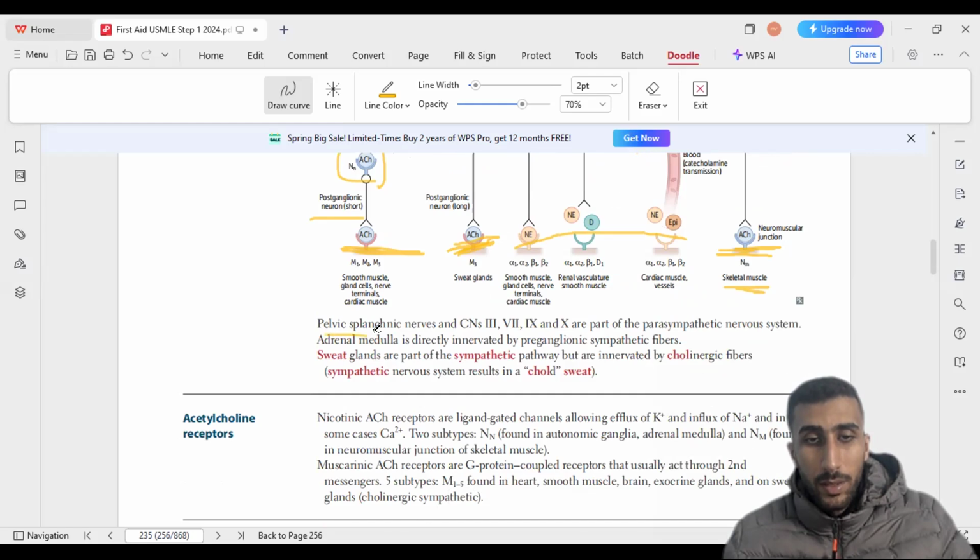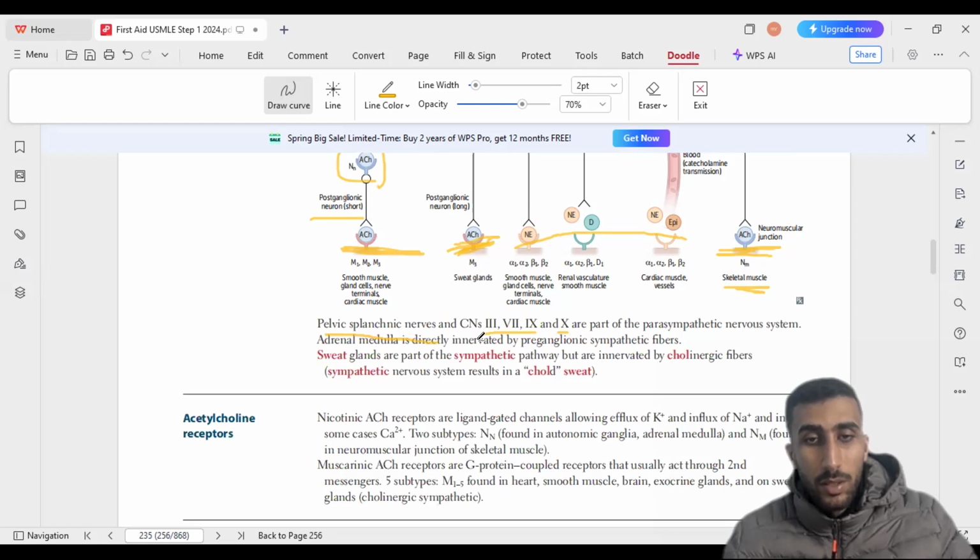You have to know that some nerves are part of the parasympathetic nervous system. The pelvic splanchnic nerve, we will talk about this further, and you have to memorize very well the cranial nerves which are part of the parasympathetic nervous system: cranial nerves 3, 7, 9, and 10. So 9 and 10 and 3 and 7. They are part of the parasympathetic along with the pelvic splanchnic nerve.